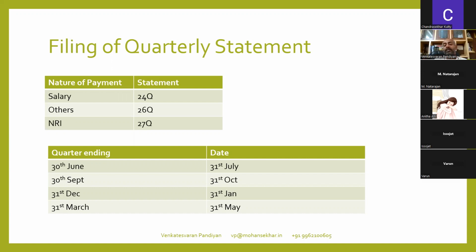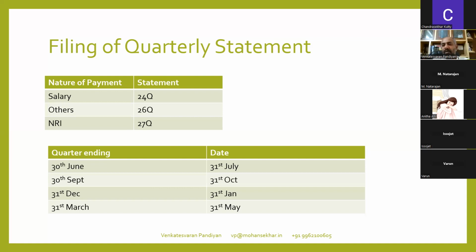And when should you file this? For the quarter ending 30th of June, you'll file by 31st of July. For the quarter ending 30th of September, by 31st of October, and for the quarter ending 31st of December, you'll file by 31st of January. For the quarter, or for that matter the year, ending 31st of March, you have time till 31st of May, 2 months' time. The reason again, as I told you, is that on 31st of March you will make a lot of provisions.